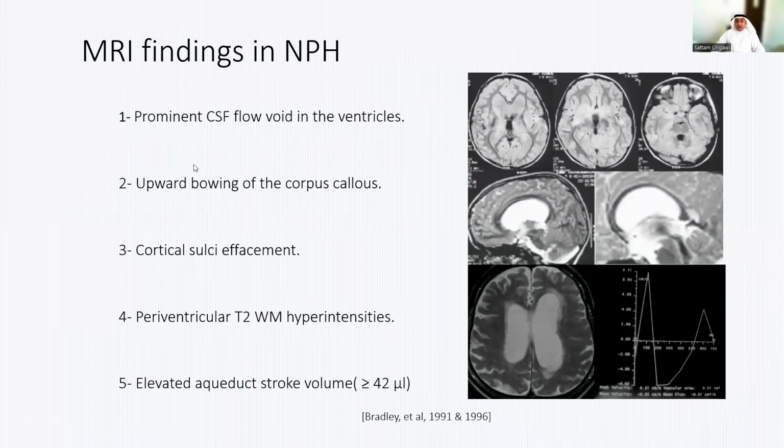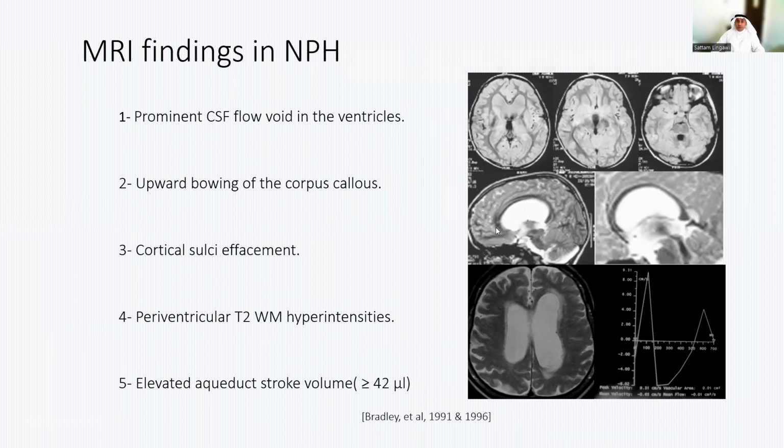So by MRI, we look for certain findings. We look for ventriculomegaly, enlargement of the ventricles, with dephasing artifact, loss of the normal signal intensity of CSF at areas of intraventricular narrowings: the foramen of Monro, the third ventricle, the aqueduct of Sylvius, and the fourth ventricle, as it is indicated in here.